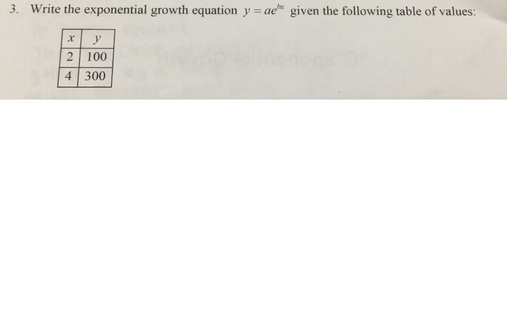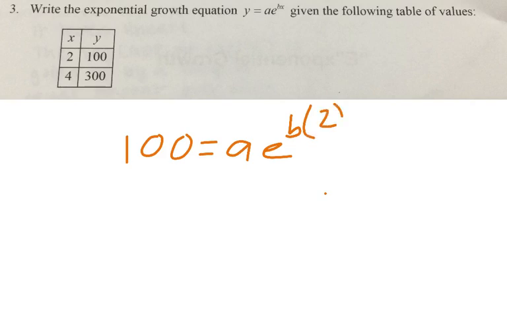Well, I was thinking about it, and I was like, well, that's not right. I don't think you said anything wrong. Wait, 100 equals, because that's a Y. Is 100 a Y value? Yes. A e to the B times 2, but I don't know what A or B is. Okay, that's a good start.